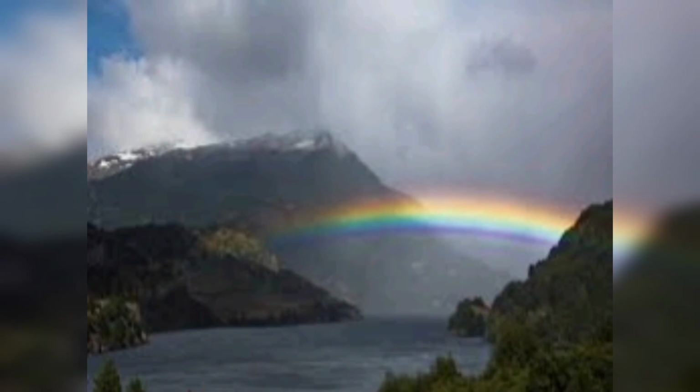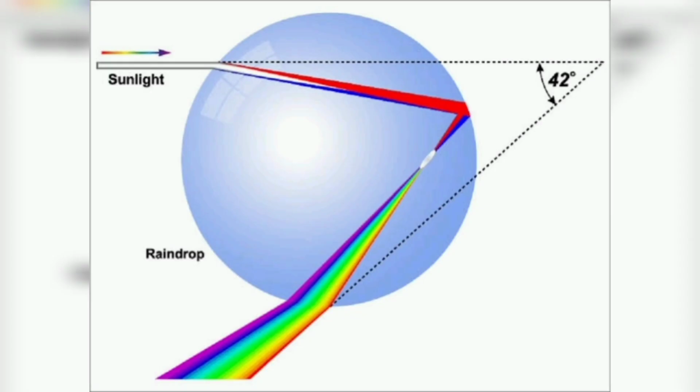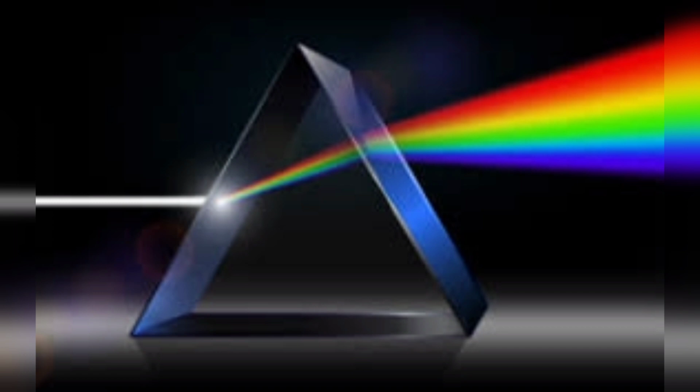The rainbow is a meteorological phenomenon that occurs when sunlight is refracted, reflected, and dispersed by water droplets in the atmosphere. When the sun is shining and rain is falling, the water droplets act as tiny prisms that refract the light. The formation of a rainbow occurs when the sunlight enters a water droplet at a certain angle. The different colors of light are bent at slightly different angles, resulting in the separation of colors.